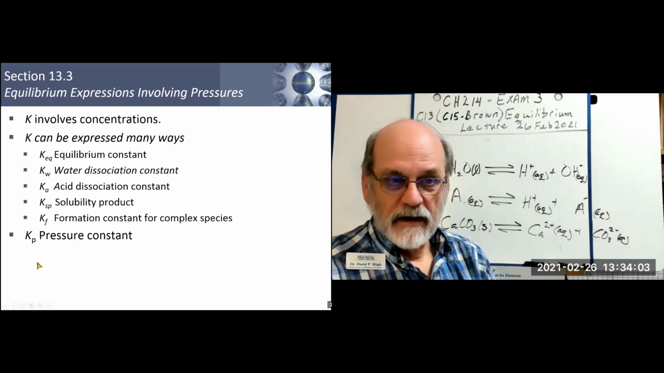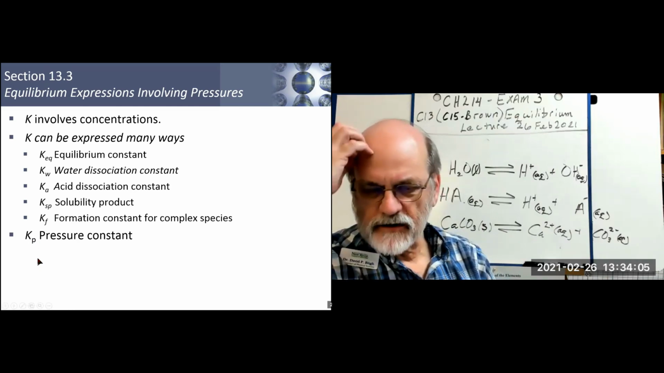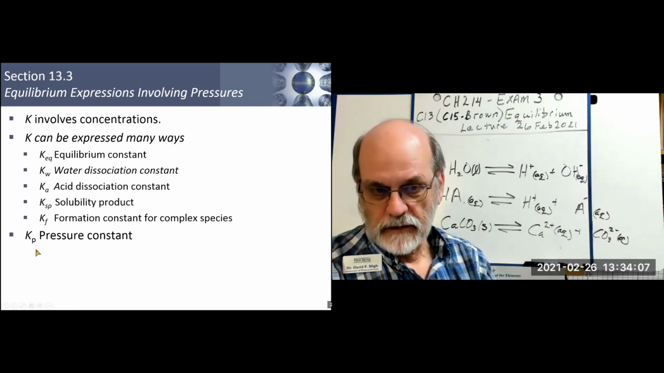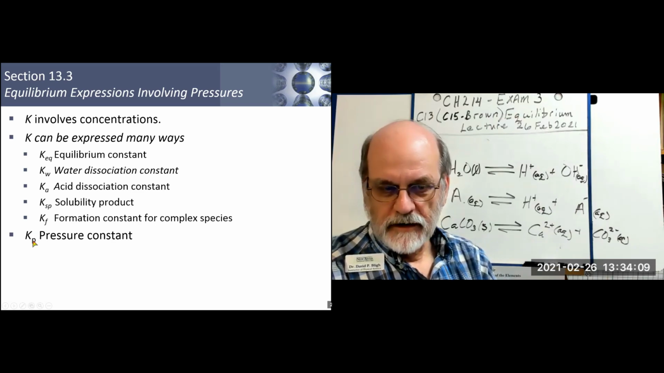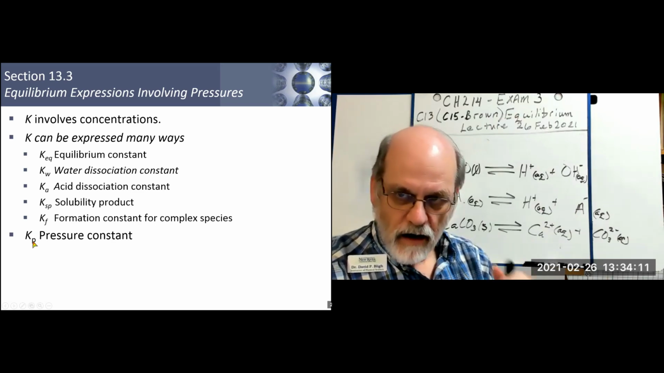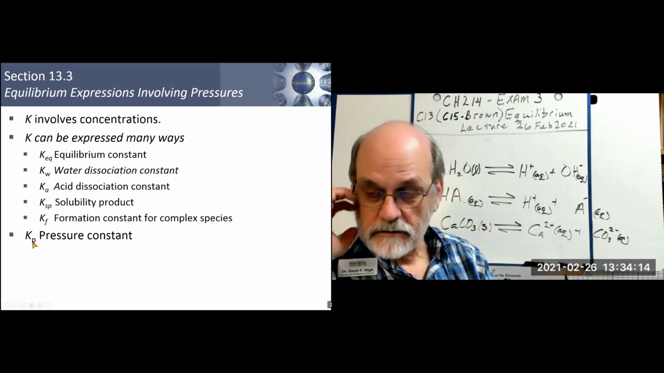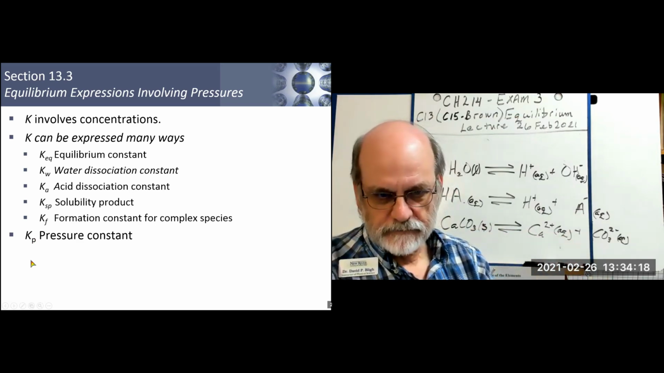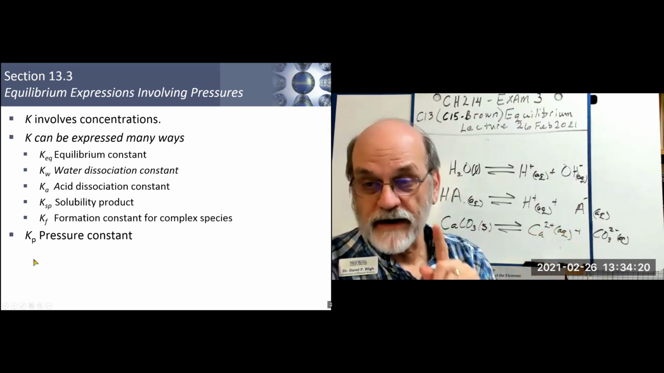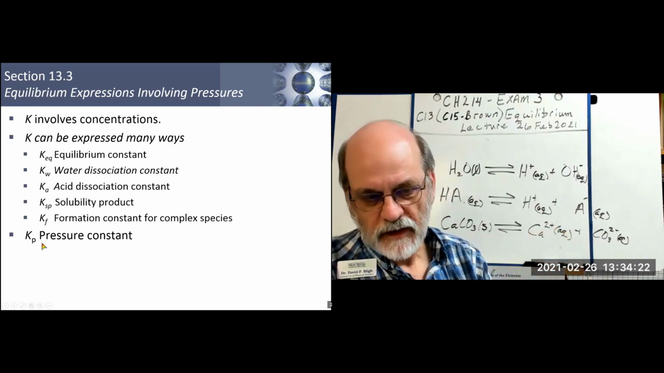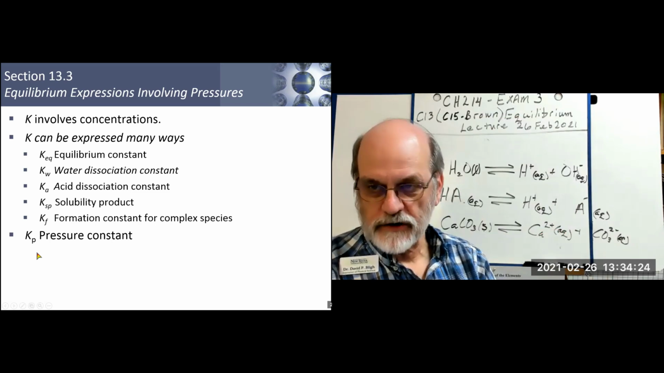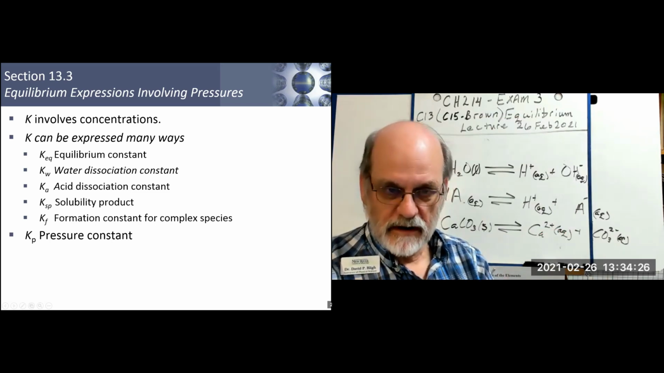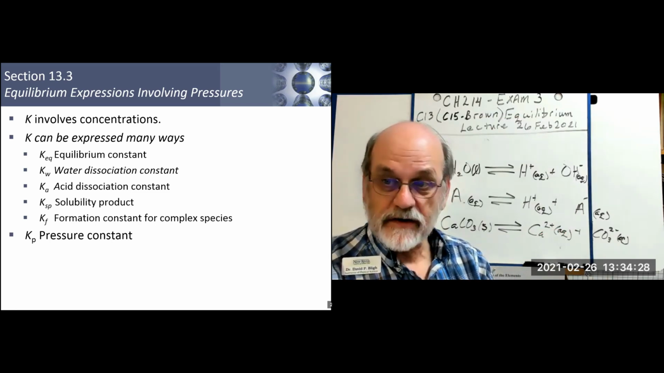All right. And then the other one that is widely used is the KP. P means pressure. So for a KP, all the reactants and products are gases. Well, I'll qualify that in just a second. But it references partial pressure. So it could be in atmospheres, it could be in pascals.